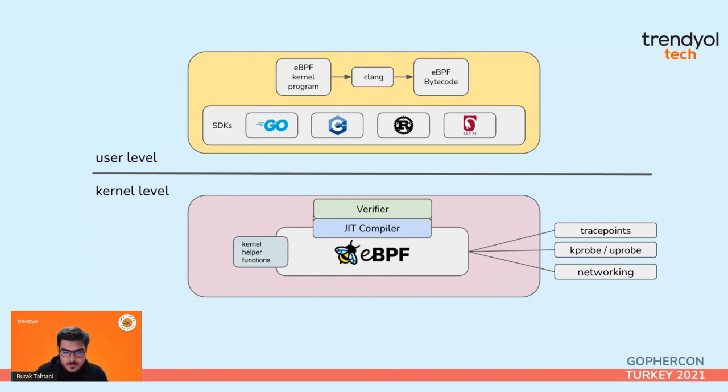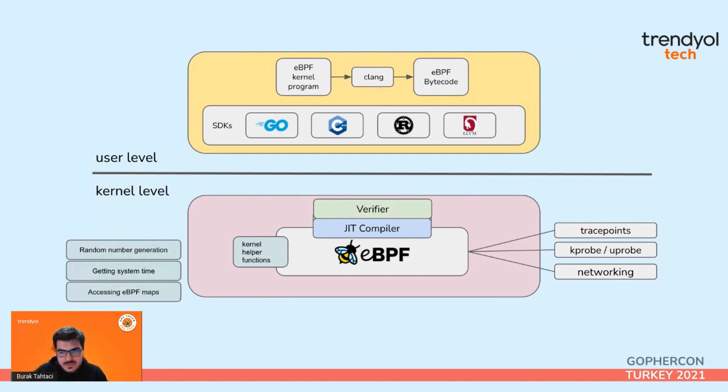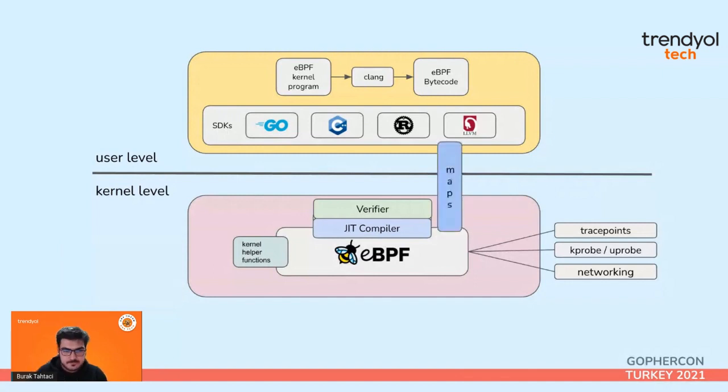In order to develop eBPF kernel programs, there are some helper functions inside the kernel, called kernel helper functions. They make the development of eBPF kernel programs easier. They contain useful functions, for example, random number generation, getting system time, printing messages, or accessing BPF maps, and so on. All of these are really useful while we are developing programs in the kernel.